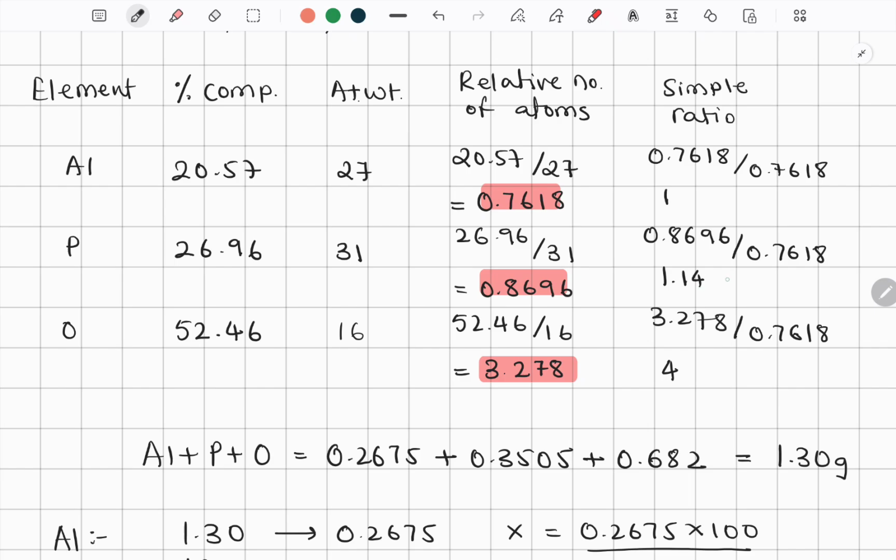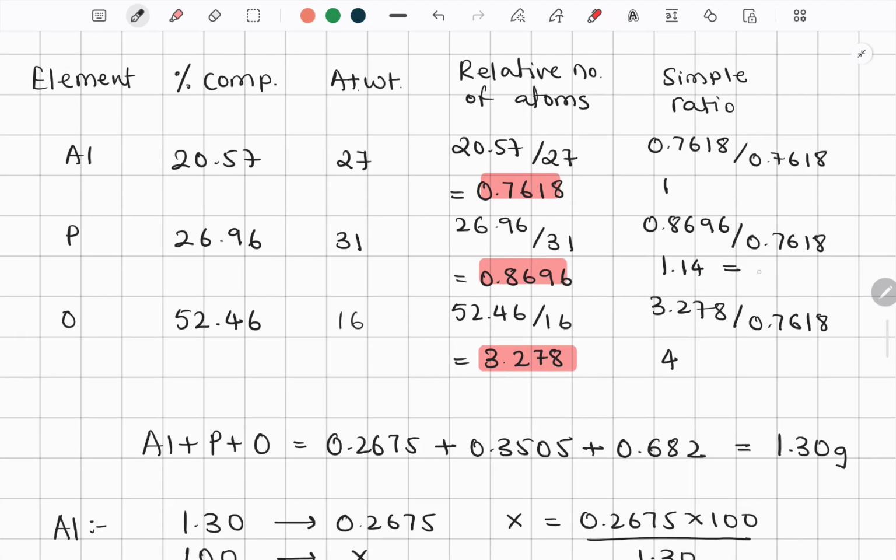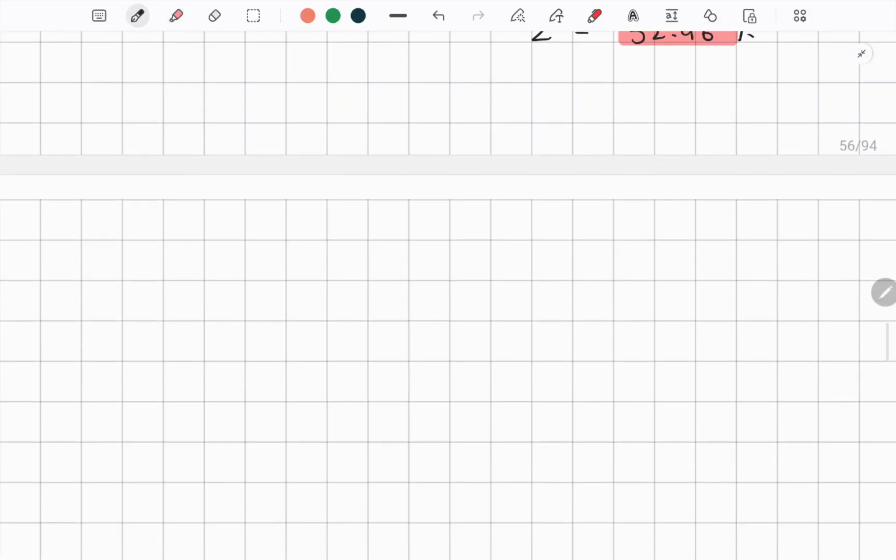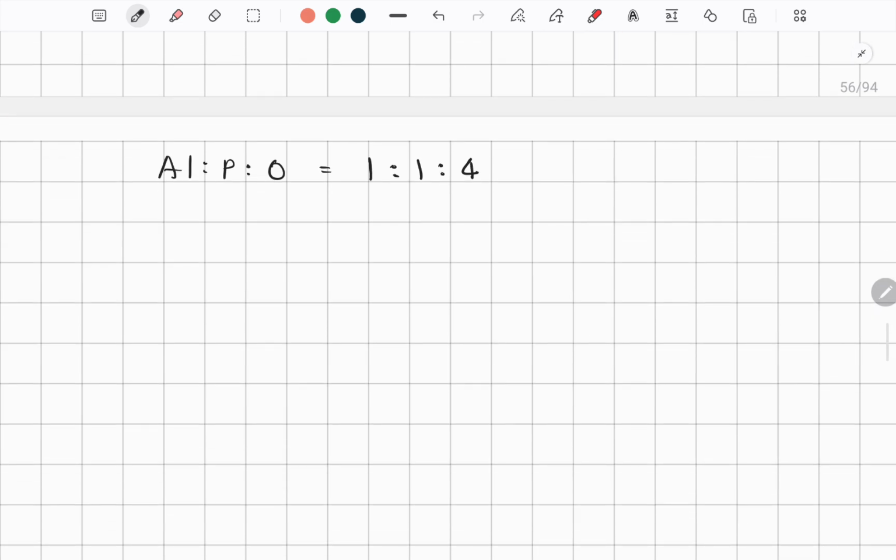Okay, now let's assume the 1.14 is equal to 1 only, because we need the simple whole number ratio. So from the first, second and third, we got the values 1, 1 and 4. So if you make the simple whole number ratio of aluminium, phosphorus and oxygen, it would be 1:1:4.